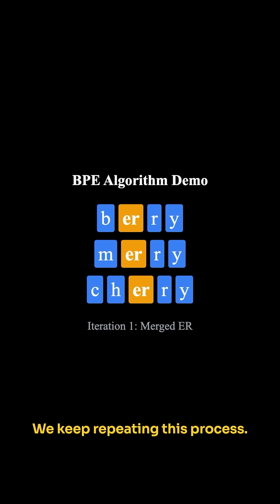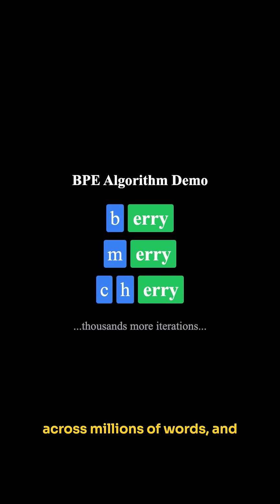We keep repeating this process. Next, we might notice that ERRY appears in all 3 words, so we merge that into one token. You do this thousands of times across millions of words, and eventually you've built a vocabulary of the most useful subword pieces. So let's go back to strawberry.